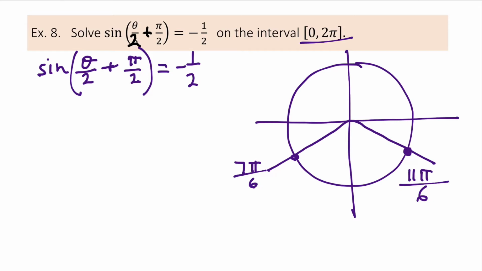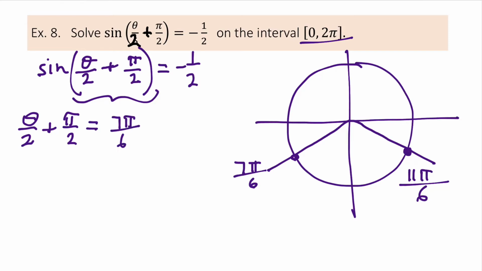Now we want to see what happens if we apply that period change and the phase shift to those two angles. So we can say that the angle theta over 2 plus pi over 2, that translated angle, has got to equal 7 pi over 6 in order to have that sine value of negative 1/2. So let's work on this one first. I'm trying to get that theta here. I'm solving for theta. That's the variable in my problem. I'm just going to do some algebra here. I'm going to subtract pi over 2 from both sides.